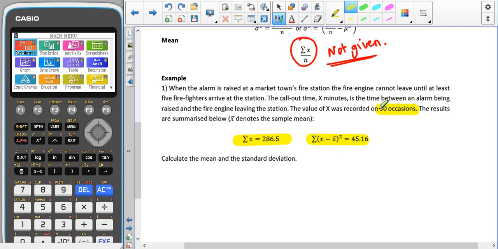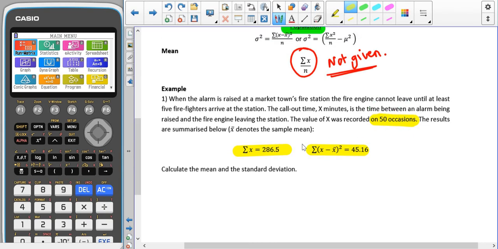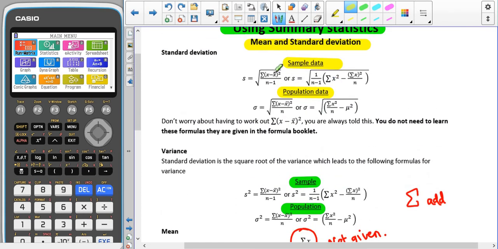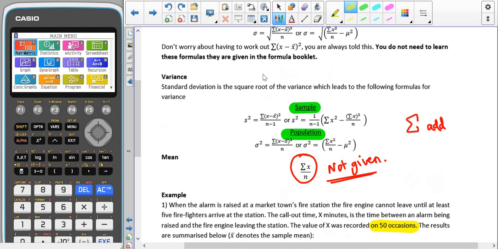Because this is only from a sample of 50, this is a sample that we are looking at, not the population. It wasn't that all of them were recorded. It was just a sample of them that were recorded. So we're only looking at the sample ones. So if I just scroll up a little bit, we're looking at these two formulas here. Now, looking at the statistics that we were given, we weren't given the sum of X squared on its own. However, we were given the sum of X minus X bar squared. So that means that we're going to use this formula here. Now, actually in the formula booklet, these are the other way around. So it's actually the second one across in the formula booklet that we are going to use.